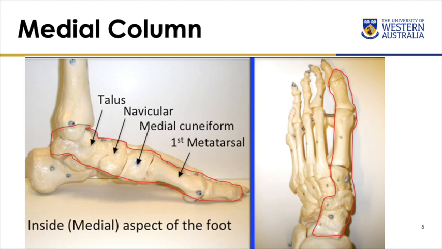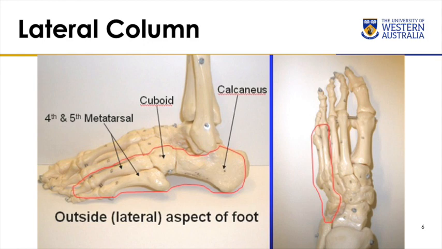One way of simplifying the foot is to break it up into the medial column and the lateral column. Here you see the medial column on the inside of the foot, which is made up of the talus, navicular, medial cuneiform, and first metatarsal. On the outside of the foot, you have the lateral column, which is made up of the calcaneus, cuboid, and the 4th and 5th metatarsals.